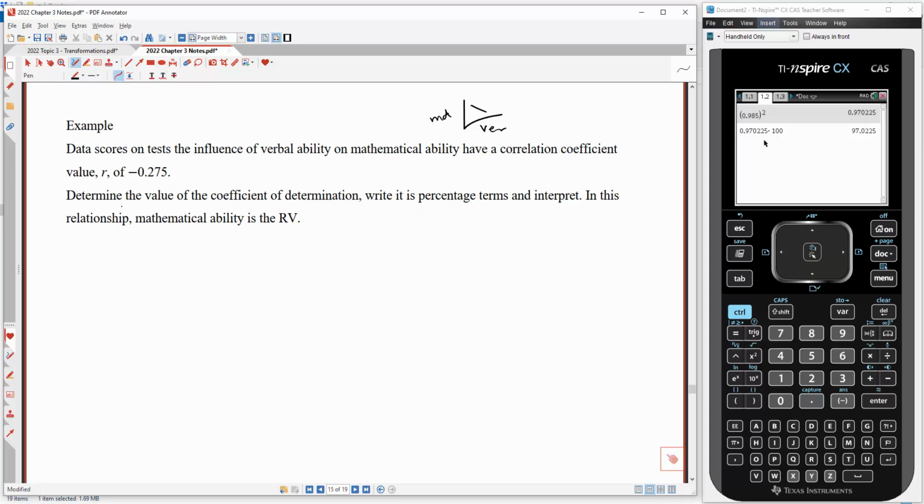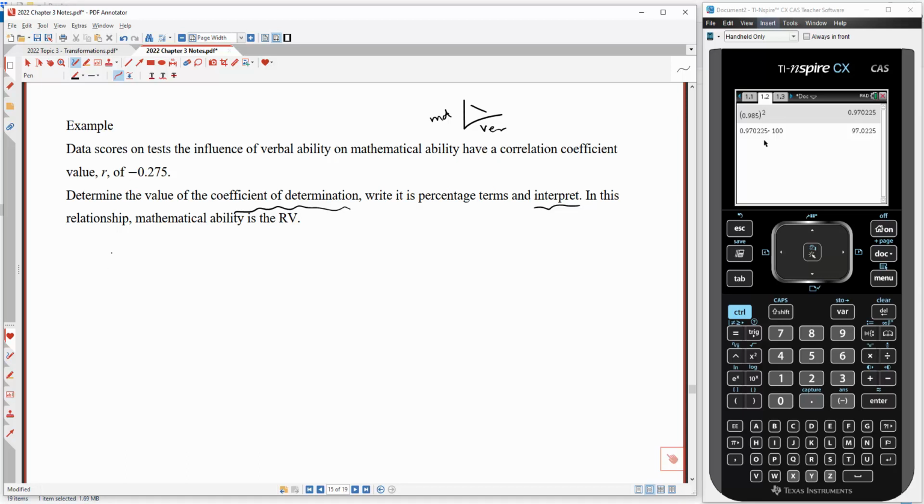Anyway, it doesn't matter. What they want us to do is determine the value of the coefficient of determination, write its percentage, and interpret. And mathematical ability is the RV. Oh yeah, we've got that down.